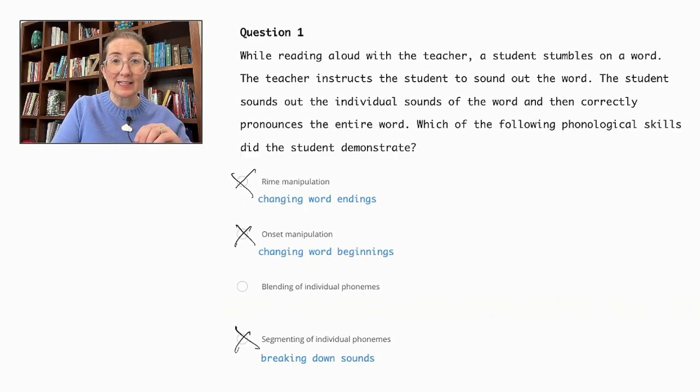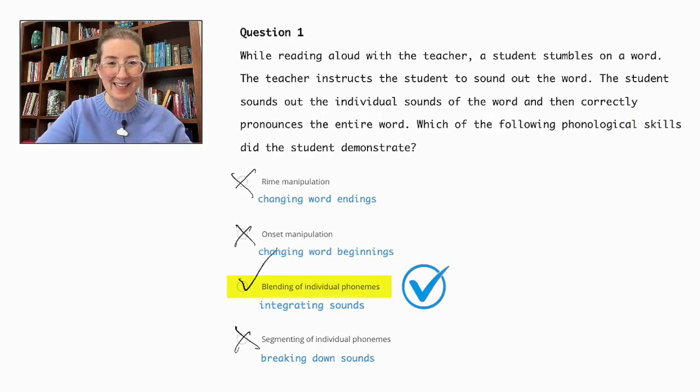The correct answer is blending of individual phonemes. In this scenario, the student demonstrates the ability to blend individual phonemes by sounding out each phoneme sound in the word and then correctly pronouncing the entire word. This skill is crucial for decoding words during reading and shows the student's ability to integrate individual sounds into a coherent word. Therefore, blending of individual phonemes is the correct answer.